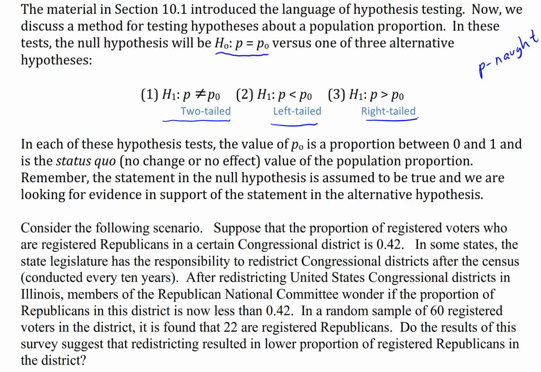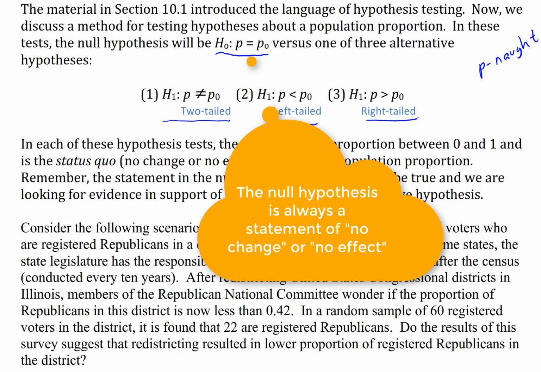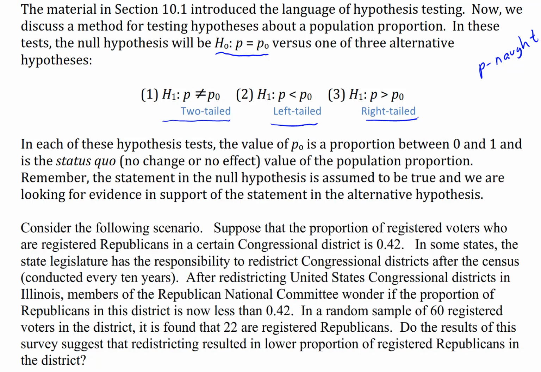In each of these hypothesis tests, the value of P naught is some proportion. It's going to be a value between 0 and 1. It's referred to as the status quo value of the population proportion. Another way to think about it is this is the proportion of no effect or no difference or no change from what we assume the value of the population proportion to equal. And then we go out and collect sample evidence to see whether or not the sample evidence in fact refutes our assumption about the value of the population proportion.